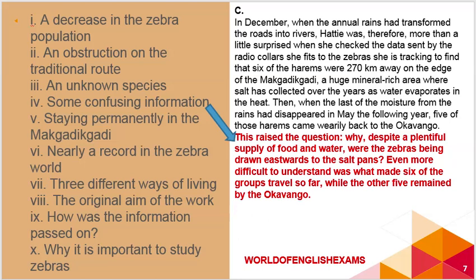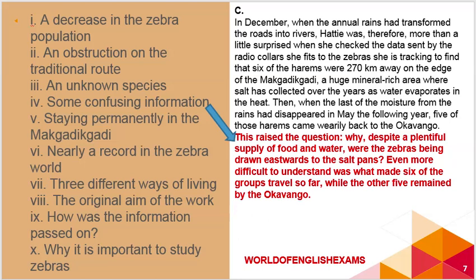Okay, so then let's continue. Then when the last of the moisture from the rains had disappeared in May, of course, because it is summer, so most of the rains had disappeared. Then what happened? 5 of those harems came back to the Okavango. That means it now rules out that the title is 5 because they are not staying permanently. They returned back to the Okavango river. Now, what happened? This raised a question.